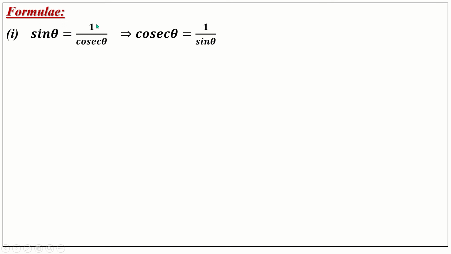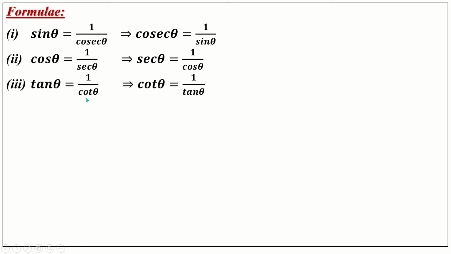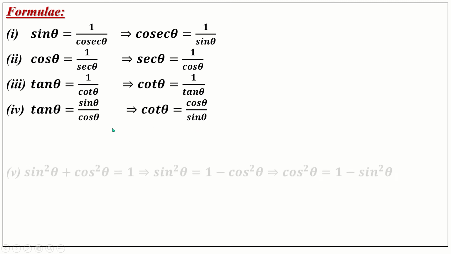Sin theta is equal to 1 divided by cosec theta, which implies cosec theta is equal to 1 divided by sin theta. Cos theta is equal to 1 divided by sec theta. Sec theta is equal to 1 divided by cos theta. Tan theta is equal to 1 by cot theta. Cot theta is equal to 1 by tan theta. Again, tan theta is equal to sin theta by cos theta, and cot theta is equal to cos theta by sin theta.